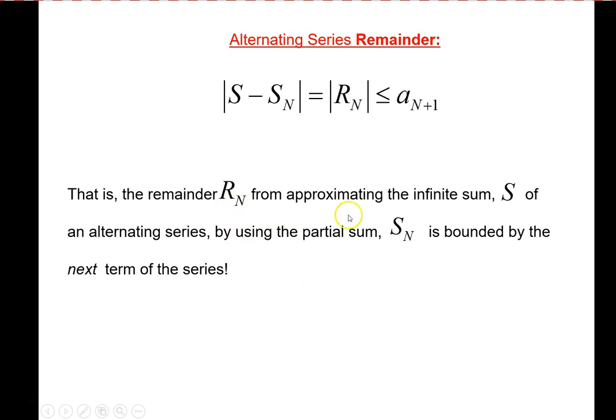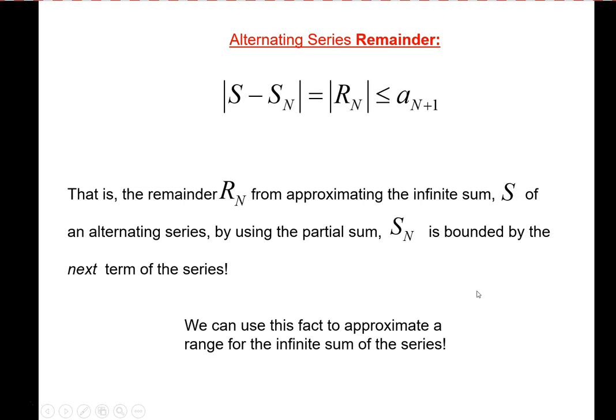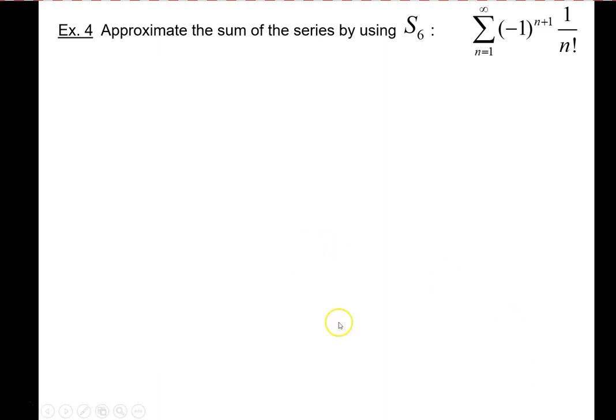The remainder from approximating an infinite sum S by using a partial sum is always bounded by the next term of the series. And this would be used if we need to approximate a sum or get a range for how good our approximation is. This is a very common technique. Let's do an example. So let's put some numbers with this. I think this will help clarify.